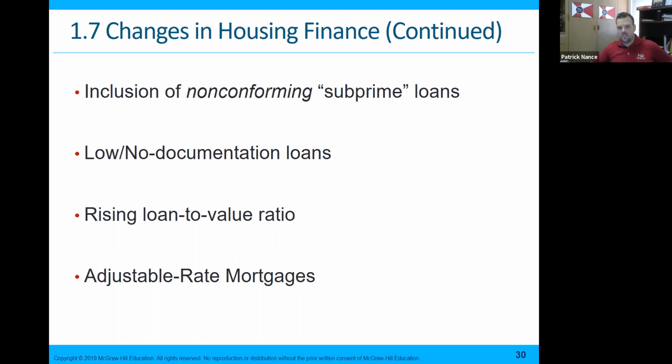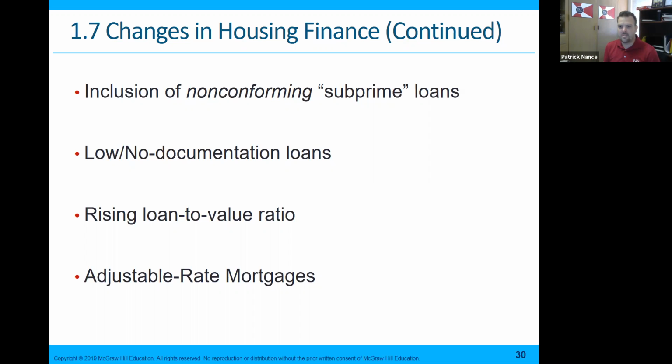Other changes in finance include non-conforming subprime loans. This is what was happening before 2008, by the way. They had a lot of subprime lending. Low to no documentation loans, where it was just like a signature loan, where there wasn't much documentation to back up the loan, and also not very well secured. Rising loan-to-value ratio, where the loan was increasing in value at a faster rate than the secured asset was rising. Effectively that made you upside down really quickly in the loan, meaning you owed more than the value.